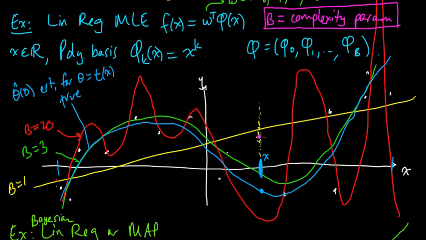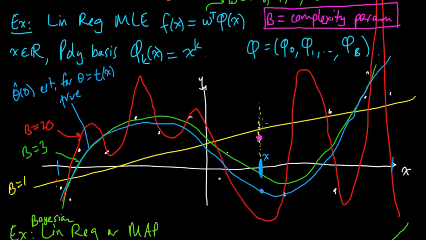The bias is the difference between the expected value of the estimator and the true value of the parameter. In this case, the parameter is t of x, this thing. So that is the bias, right? And it's pretty big. It's not that great, because the line is not really representing the data well.